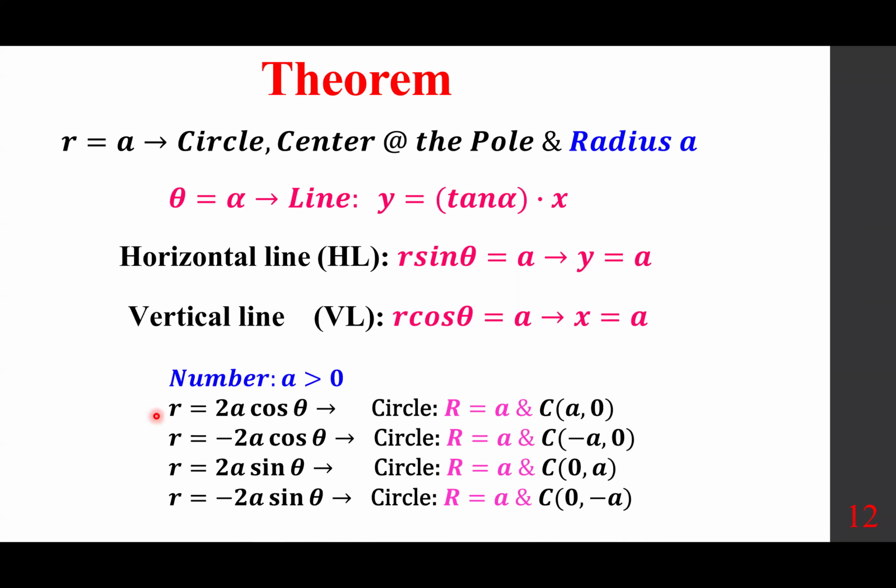In all of these cases, r is equal to plus minus 2a cosine theta or plus minus 2a sine theta, and we are assuming a is positive. Then they are all representing a circle, okay, where the radius is a in all of these cases, half of this in an absolute value. Center for the cosine is along the x-axis. In this case, a, 0. In this case, minus a, 0. For the sine is along the y-axis. In this case, 0, a. In this case, 0, negative a.